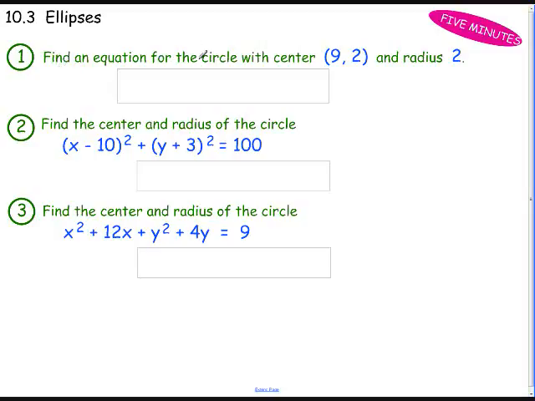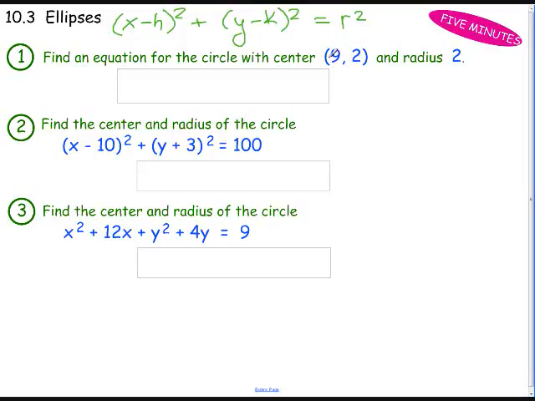We're going to find an equation for a circle which has a center and a radius 2. What was that formula? X minus the x-coordinate of the center, squared, plus y minus the y-coordinate of the center, squared, will equal r squared. You need to memorize this.